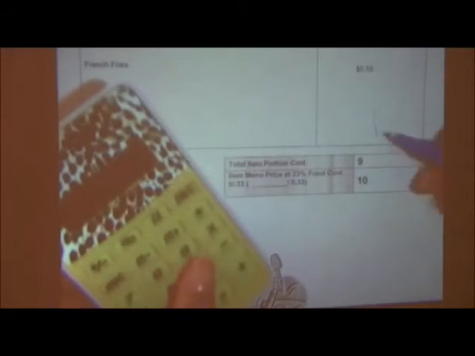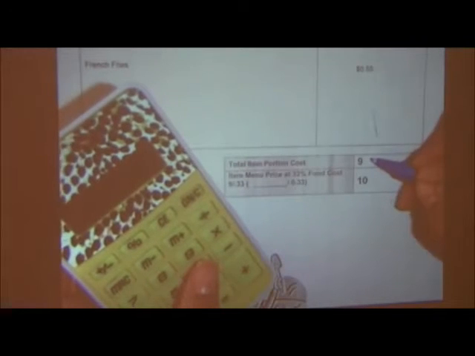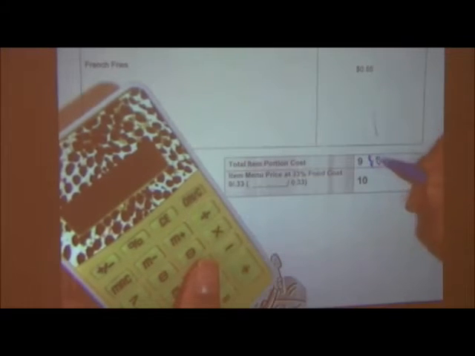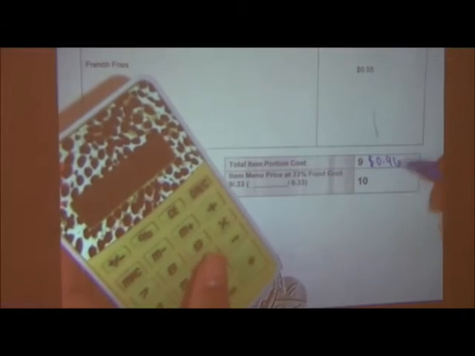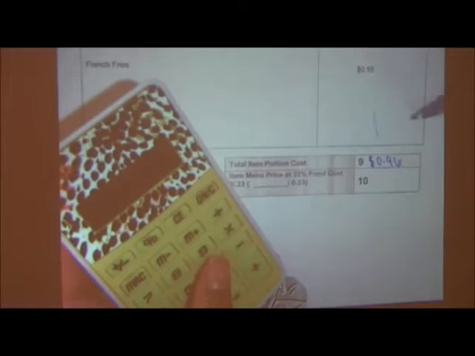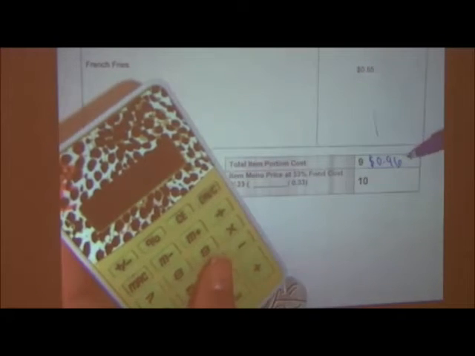So I take 41 cents, 0.41 plus 0.55 equals 96 cents for a portion. So as a restaurant, it costs me 96 cents just to make this. Just for the food cost, not for labor or anything else. But 96 cents worth of ingredients to make grilled cheese with french fries.